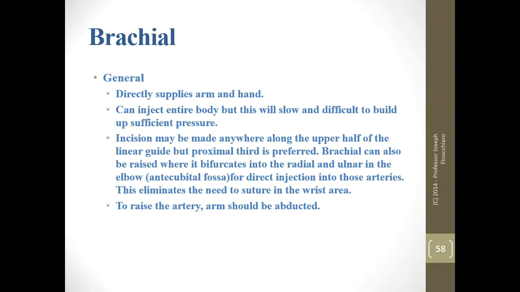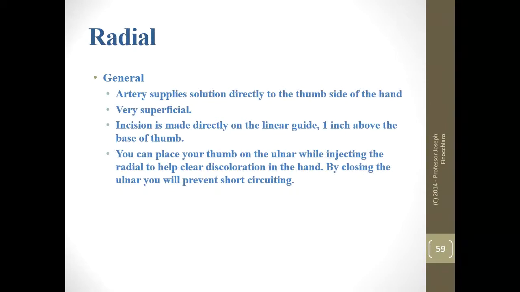Okay? It can also be raised where it bifurcates into the radial and ulnar in the antecubital fossa. You could also do direct injection for those arteries, so you can raise both of them and then shoot both sides of the hand that way. This eliminates the need to suture in the wrist area for shirts, you know, other visible things. To raise the artery, arm should be abducted away from the body so it can work and kind of stretch things out so you can find it.